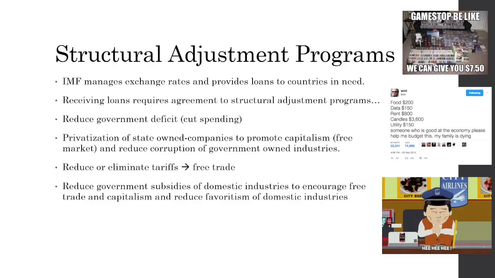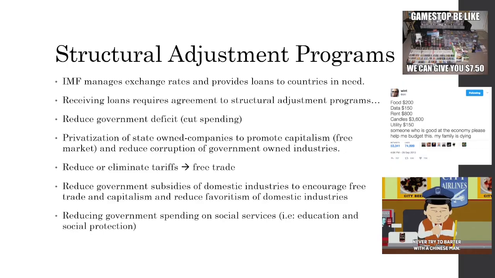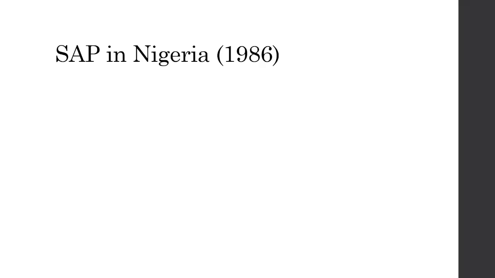And this also reduces favoritism of domestic industries. So basically, the best ones will survive and prosper. It's kind of like a form of evolution. Reduce government spending, specifically on social services and welfare, such as education and social protection.